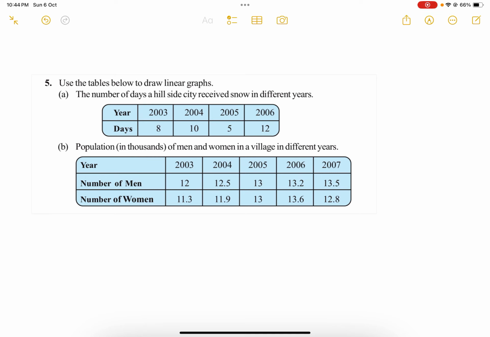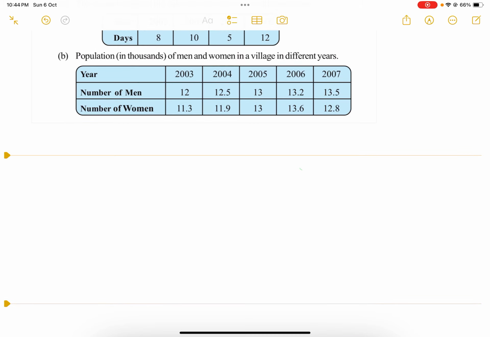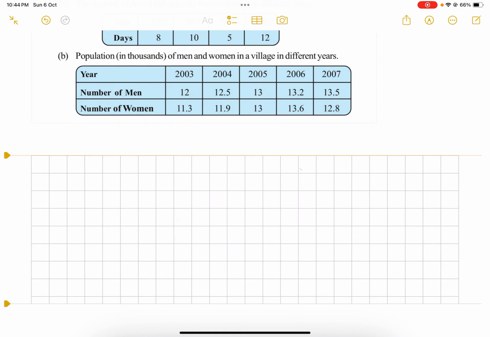Now coming to the fifth question. What's the fifth question? You have to draw the lines. You have to draw, for the given graph, given data, the linear graph or the line graph, you can say. So how will you draw the line graph? Let us see now. See here, that is 2003, 2004, the years. So let us plot the years on the x-axis.